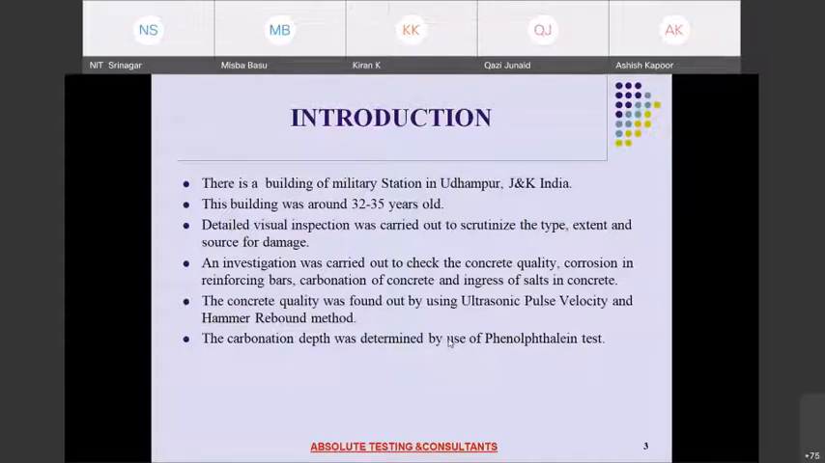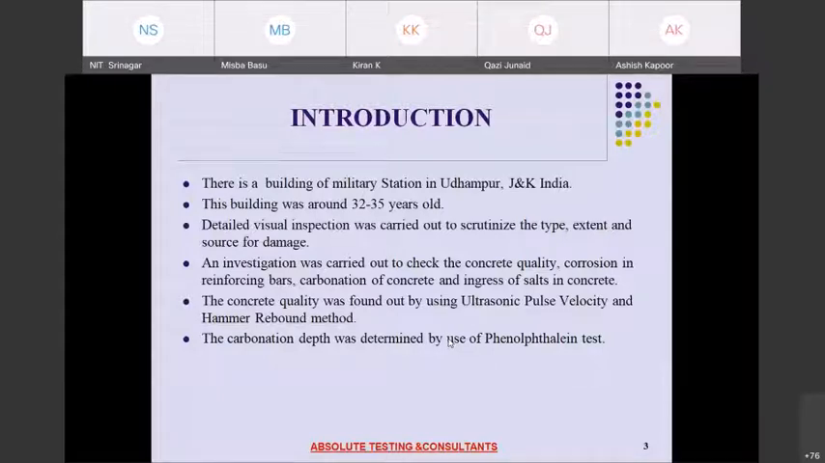So an investigation was carried out to check the concrete quality, corrosion in the reinforcement bars, carbonation of concrete, and ingress of salt in concrete. These were our primary objectives. Then how we did that: concrete quality was found out by using the ultrasonic pulse velocity test. I think you have gone through, or you have not gone through, the testing methods, so I'll explain about this method also.